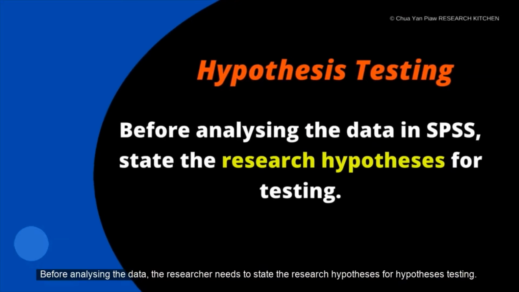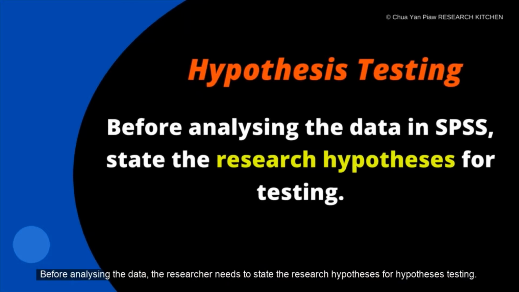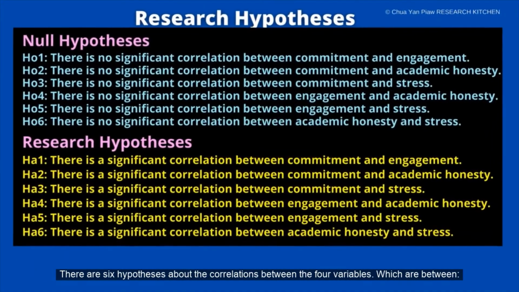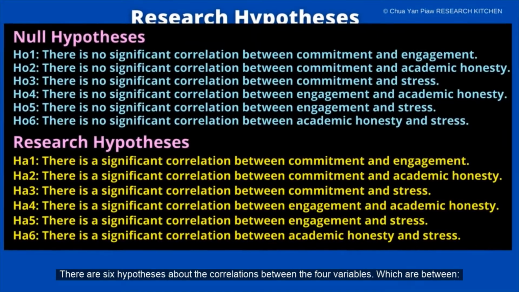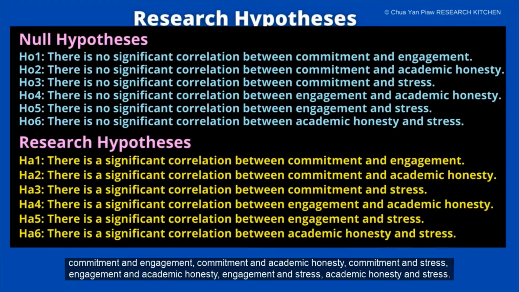Before analyzing the data, the researcher needs to state the research hypothesis for hypothesis testing. There are 6 hypotheses about the correlation between the four variables, which are between commitment and engagement, commitment and academic honesty, commitment and stress, engagement and academic honesty, engagement and stress, academic honesty and stress.